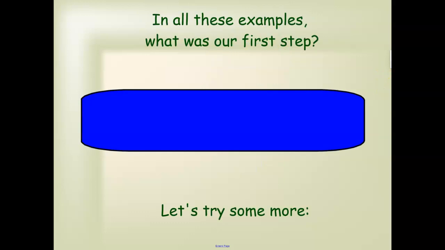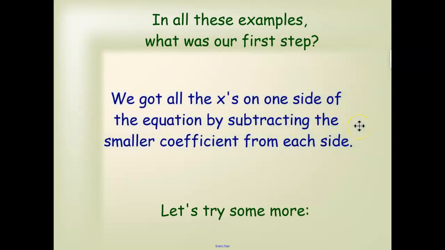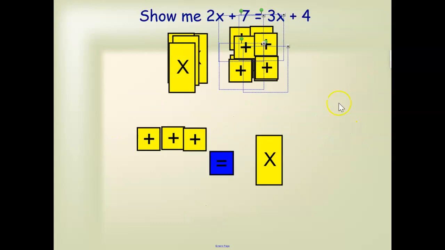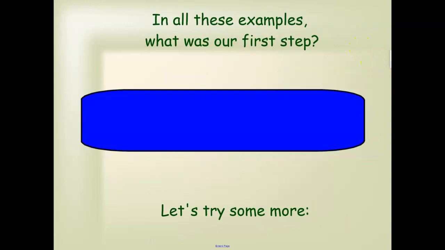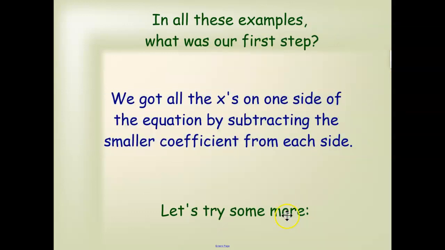So in those last examples, what was our first step? It was to get the x's on one side of the equation by subtracting the smaller coefficient from each side. What I mean by that is the smaller pile of x's. In this problem, I started by minusing 2x from both sides. And in this problem, I started by minusing x from both sides. So I'm going to get rid of the smaller pile of x's, i.e. I'm going to subtract the smaller coefficient of x from both sides.